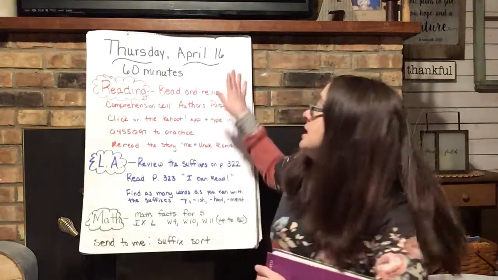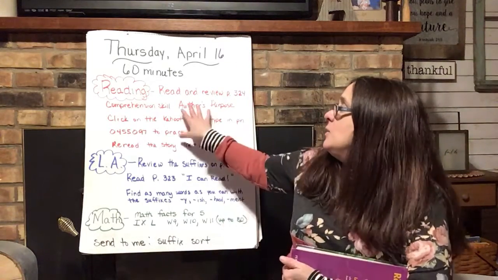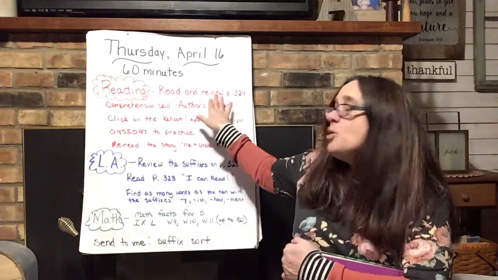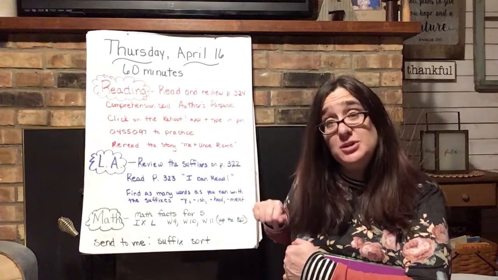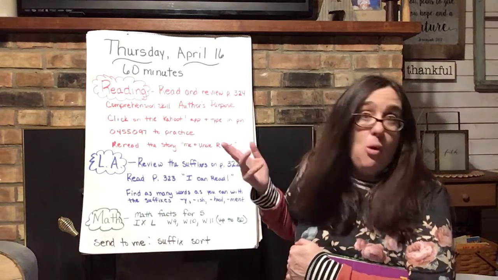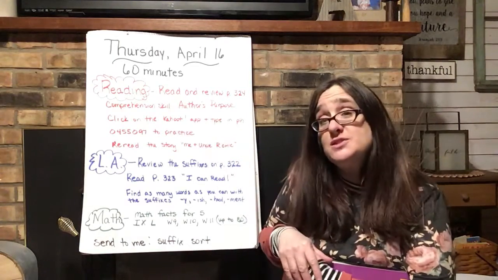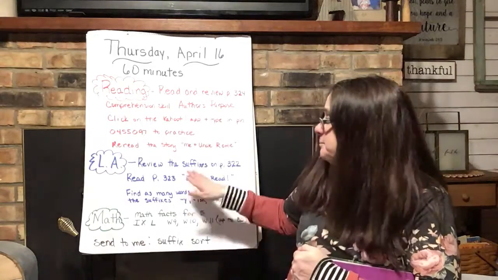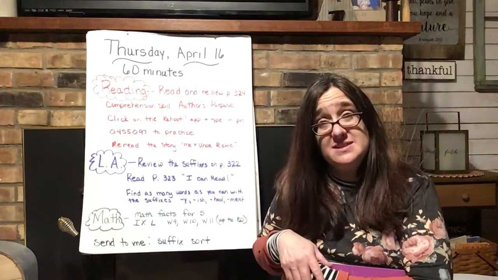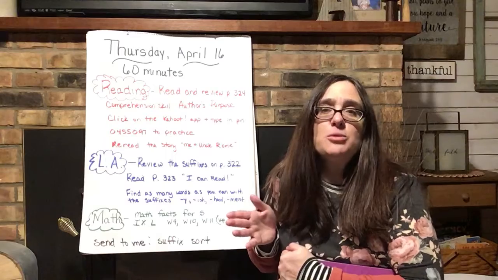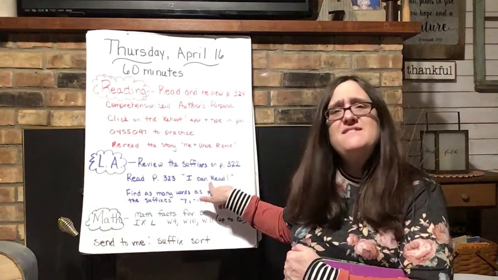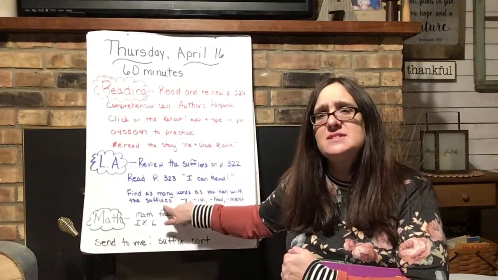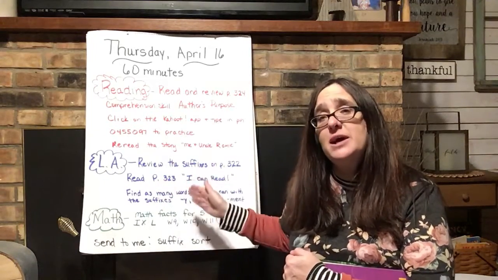Let's review what we need for today. We need to read the page and review what author's purpose means, do a nice little practice Kahoot or two, and then reread the story, because tomorrow is test day. Then review what a suffix is. We already know. It's a word part we add to the end of a word. And then, of course, read the I can read and find as many of those words with suffixes as you can and put them in the right category.